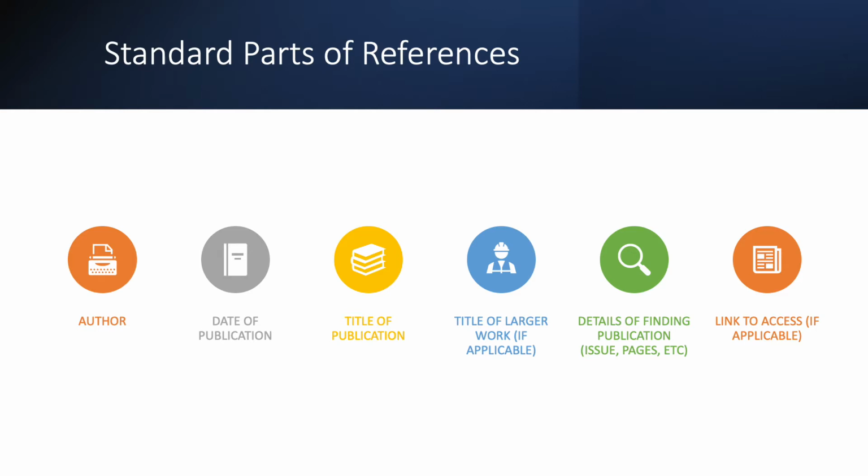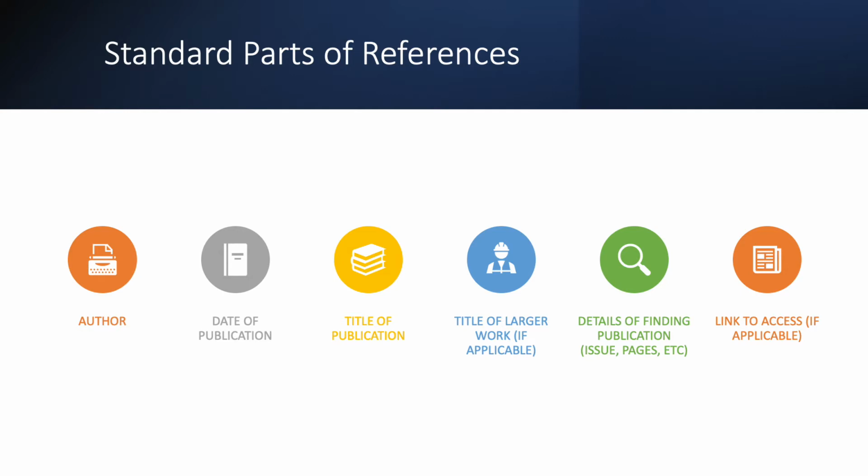Many sources will have this kind of additional layer, where there's a small section that you're really citing and a larger work that holds that smaller piece of information, but others won't have it. So for instance, books will typically just be the title of the publication and simply not have any larger work that it's part of. There will also be details of finding the publication. That might include the issue number, the volume number, the page numbers if it's a print periodical, any other information that will be essential for your readers to find that piece of information.